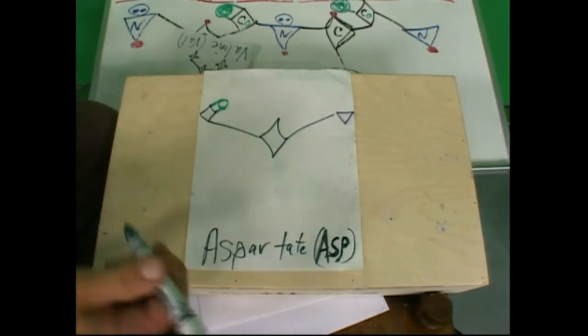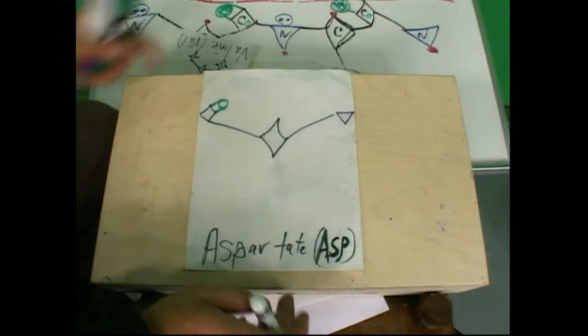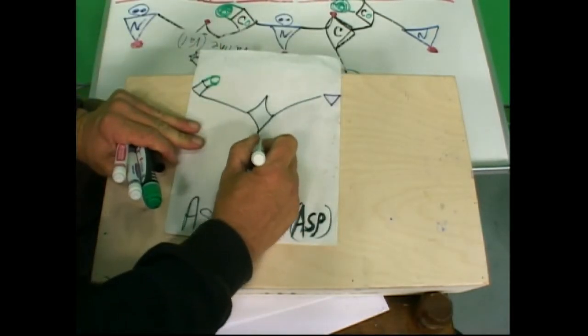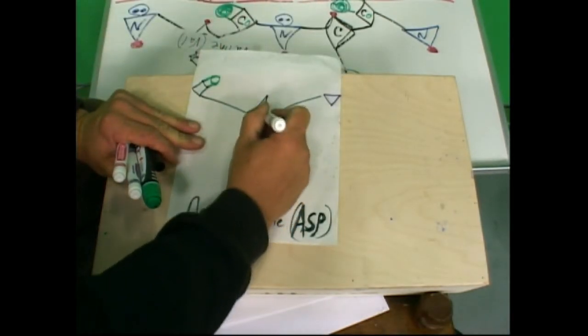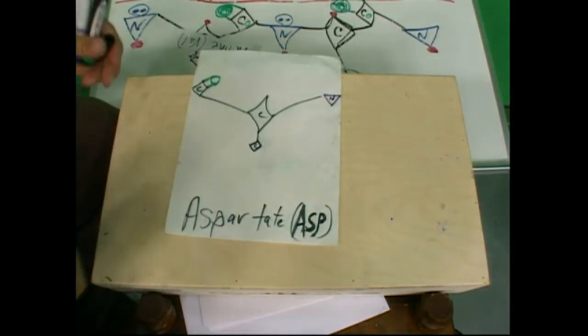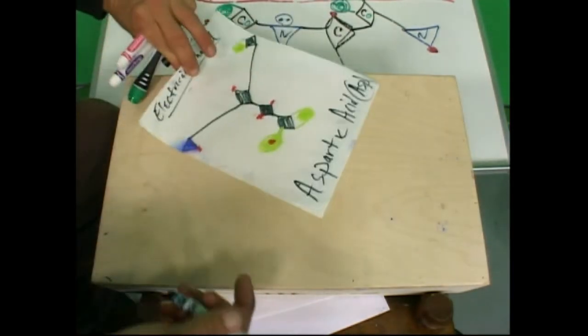And what comes down here? Aspartate. So there's going to be an ion on the end of it. But we know right off the get-go, there's a diamond right there. So C, C, N, C. Flip it over, look, what do we got?